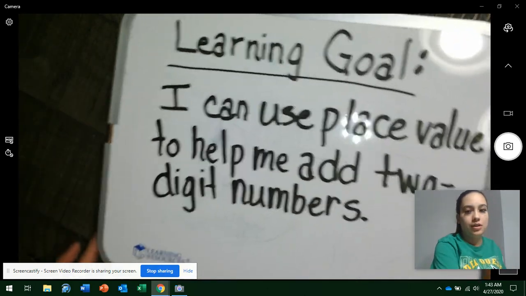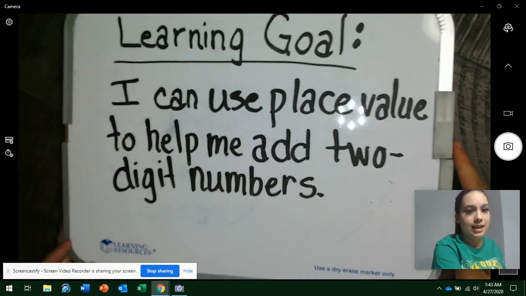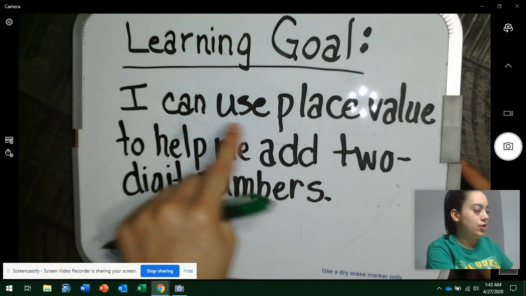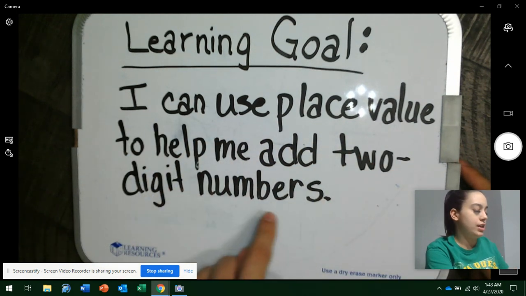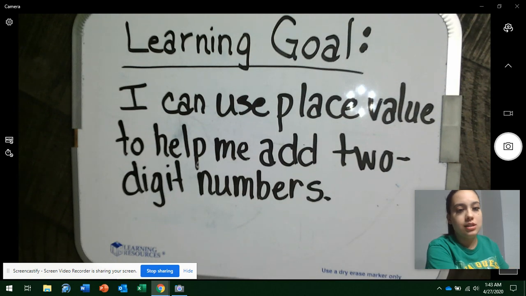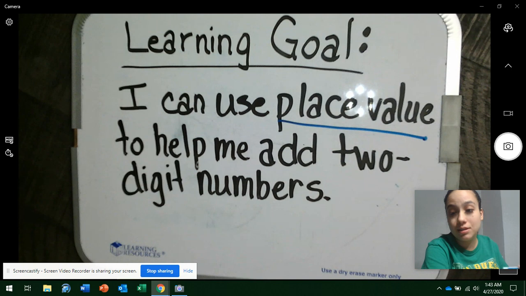So this is our learning goal for today. It says, I can use place value to help me add 2-digit numbers. Well, let's look at our learning goal. It says, I can use place value. Place value meaning we've practiced, we know, use where our tens and our ones are at, right, in our numbers.